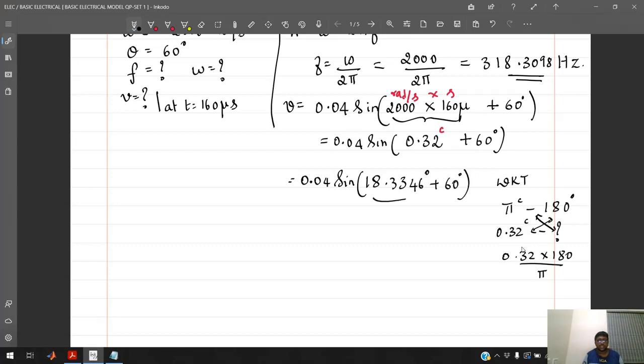So now you can add directly. You cannot add radians as well as degree directly. So once you convert it into degrees, you add directly, you will get the answer as 0.03917 volts. So this is the instantaneous value of the voltage at t is equal to 160 microsecond.